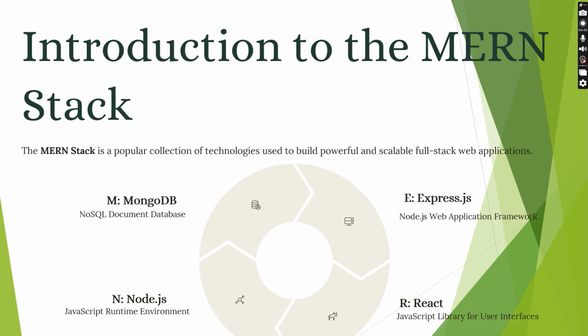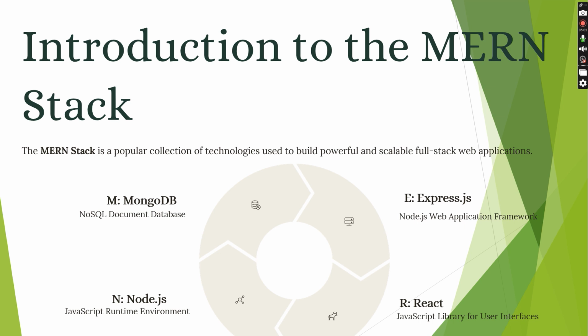Then comes the second part. The second part is basically the introduction to the MERN stack. What is MERN? In the word MERN, the M stands for MongoDB, E stands for Express.js, R stands for React.js, and N stands for Node.js.